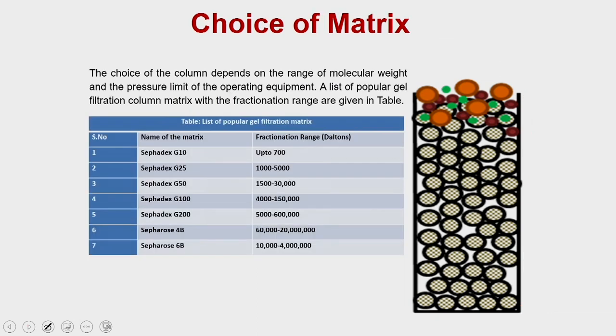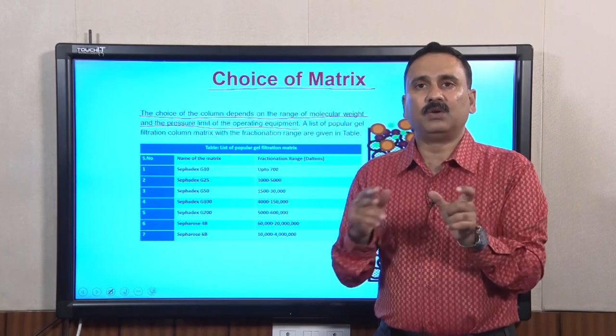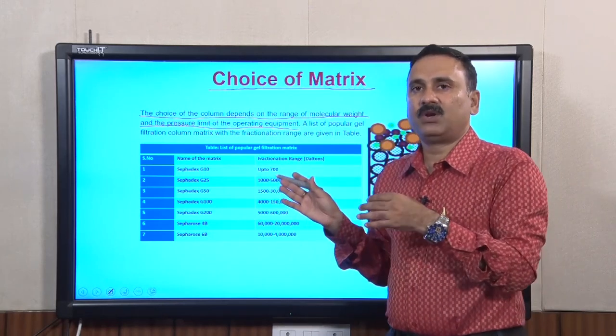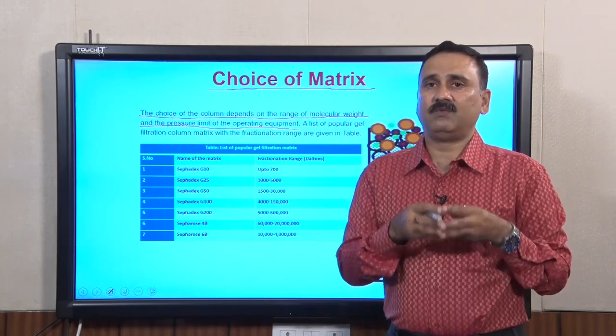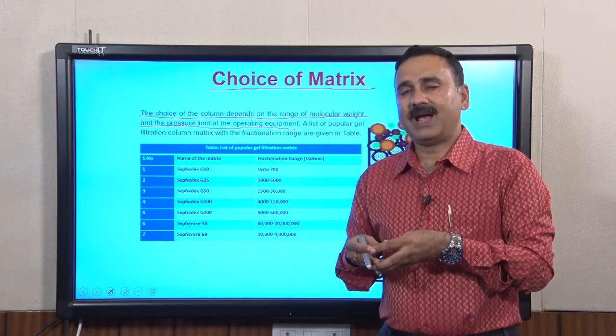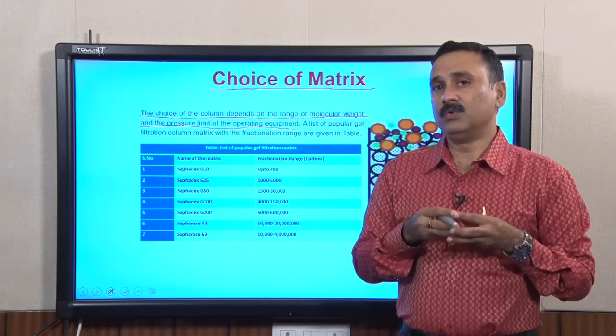Now let us see what matrices you can use for gel filtration. The choice of column depends on the range of molecular weight and the pressure limit of the operating equipment. If you remember, when we were discussing the protein purification system, we discussed different types of pumps. You can use low pressure pumps, middle pressure pumps, and high pressure pumps. Similarly, you should always know the molecular weight of your target molecule. So you can choose the gel filtration chromatography matrix based on the pressure limit you are going to use, as well as the molecular weight range you are going to resolve.